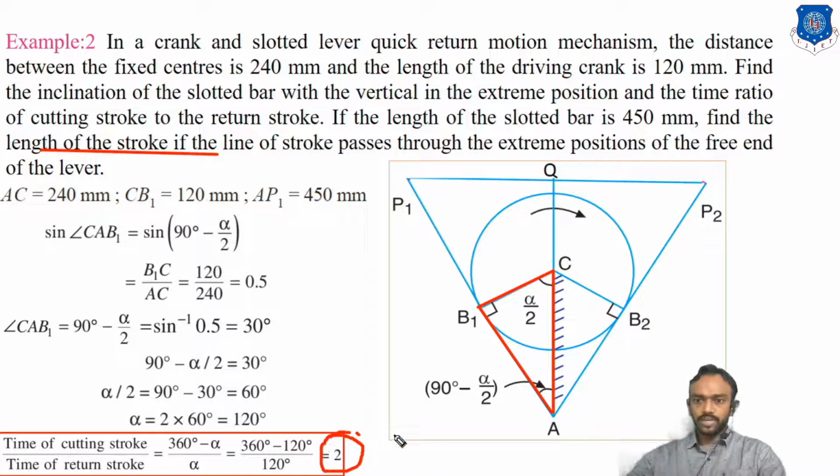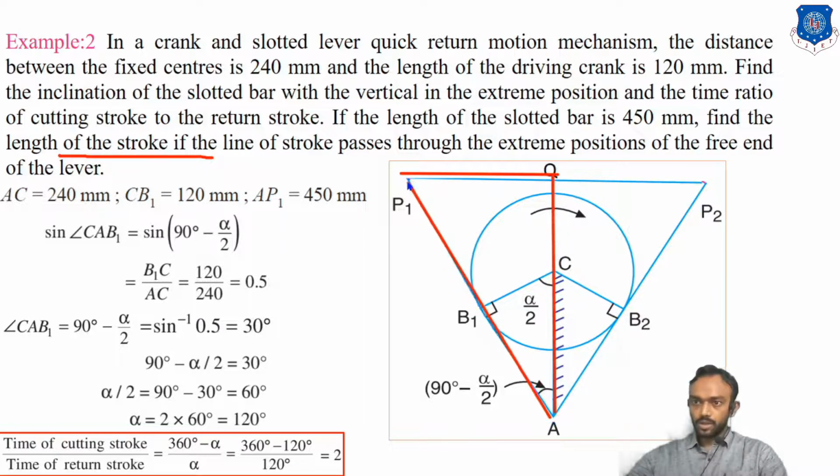The angle you find here is 2. It means that if the total is 1, half the time is saved during the return. Okay, so let's start finding the length of the cutting stroke. For that we have to consider this triangle, because you can check this figure.